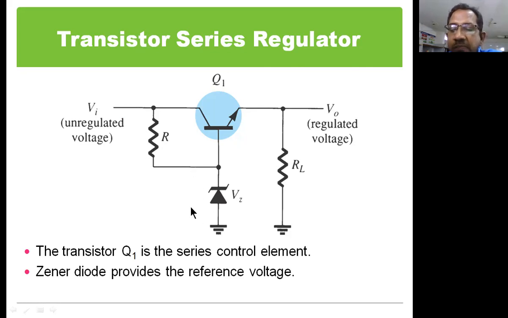VZ can be called a reference voltage. The block VZ is nothing but the reference voltage block. This R is nothing but the sampling network. And this intersection point of R, Zener diode, and base of transistor is known as the comparator point. The signal that comes out of this node towards the control element is known as the control signal. Based on this control signal, the output voltage is simply going to get controlled.